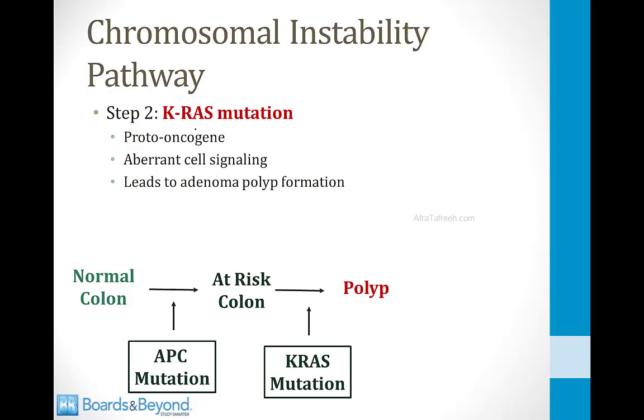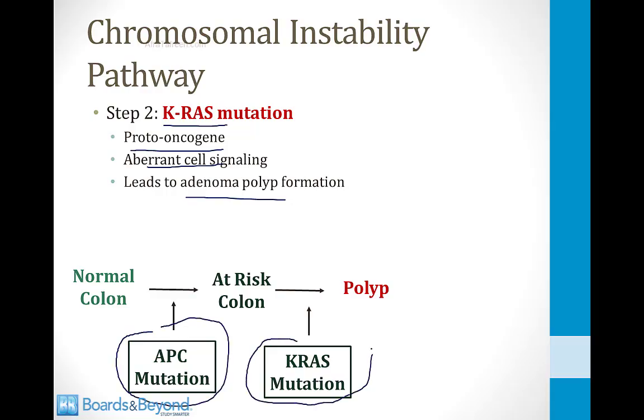The next step is a mutation of a gene called KRAS, which is a proto-oncogene. When there's a mutation in this gene, there is aberrant cell signaling, and this leads to adenoma polyp formation. So we talked before about adenomatous polyps, and the way they form via the chromosomal instability pathway is by first having an APC gene mutation acquired and then having a KRAS mutation. This converts a colon which is at risk into a colon with the presence of polyps.